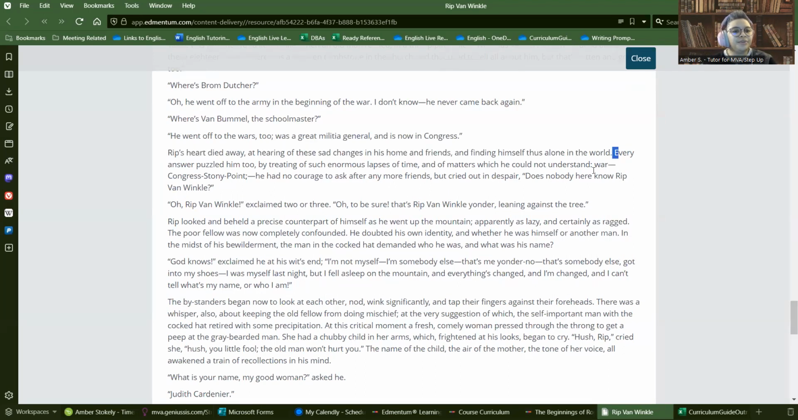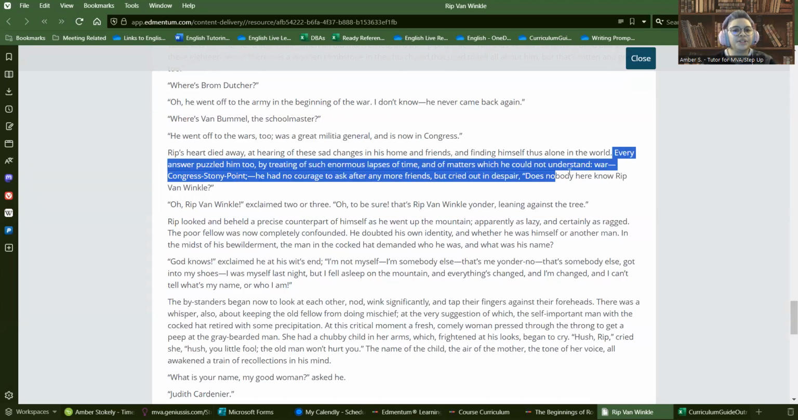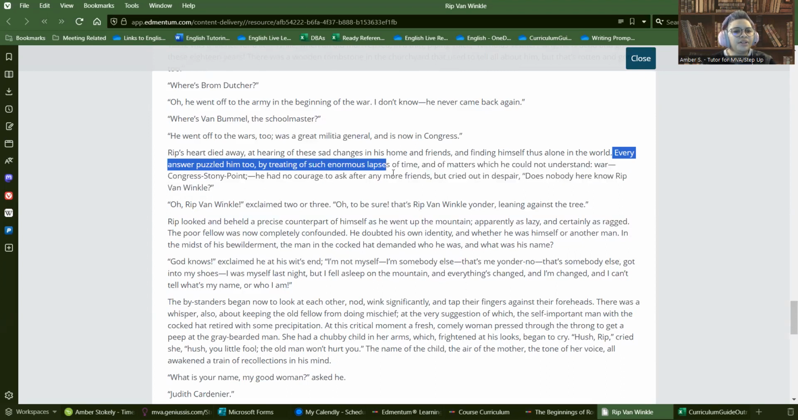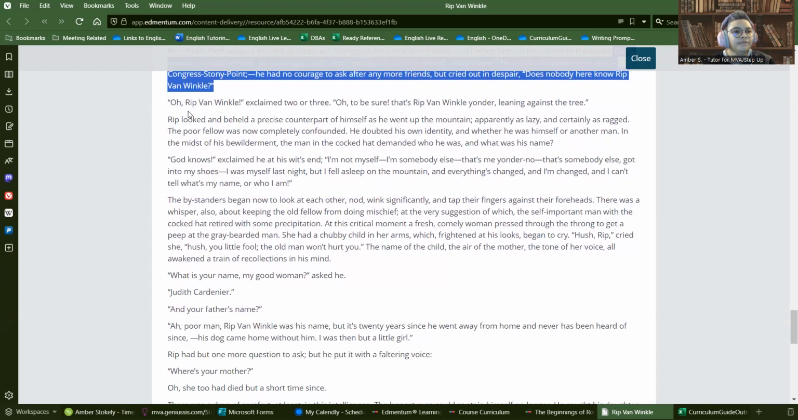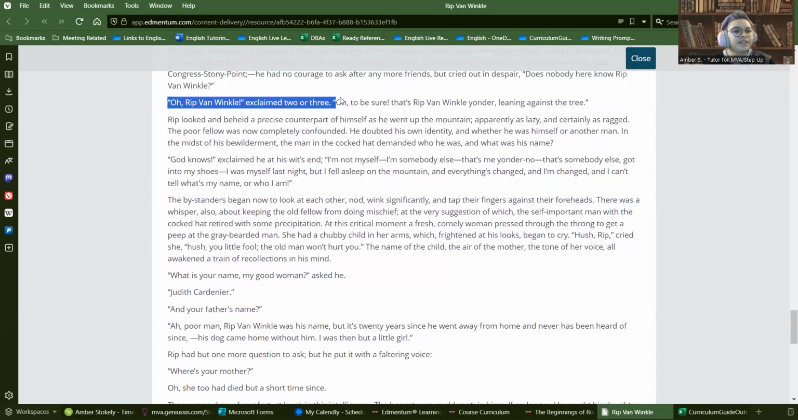Every answer puzzled him too, for treating of such enormous lapses in time and of matters of which he could not understand. War, Congress, Stony Point, he had no courage to ask after any more friends, but cried out in despair, "Does nobody here know Rip Van Winkle?" "Oh, Rip Van Winkle!" exclaimed two or three. "Oh, to be sure, that's Rip Van Winkle yonder, leaning against the tree."